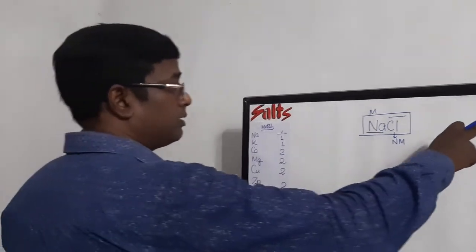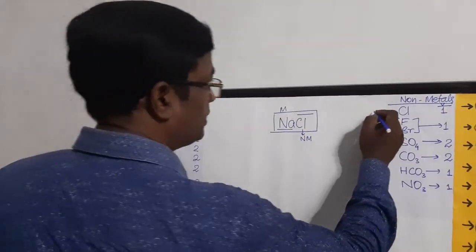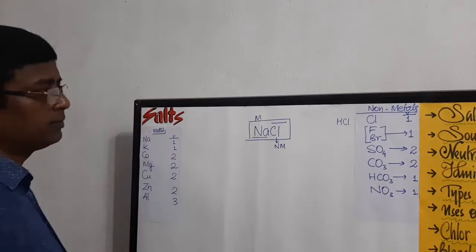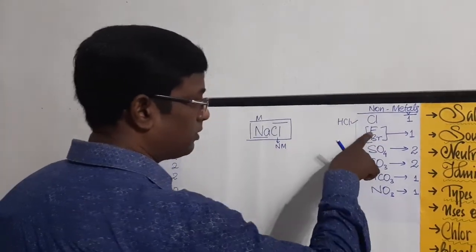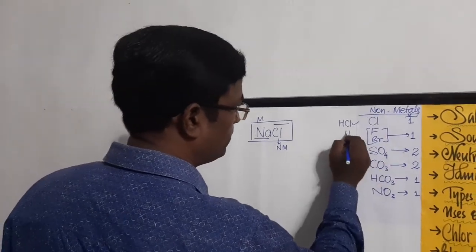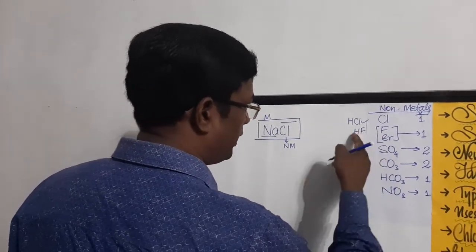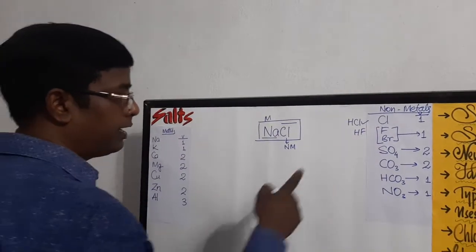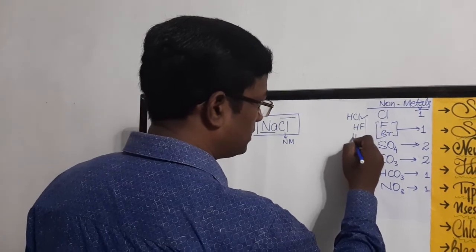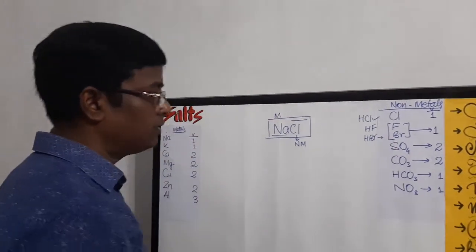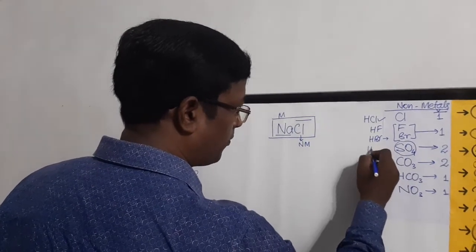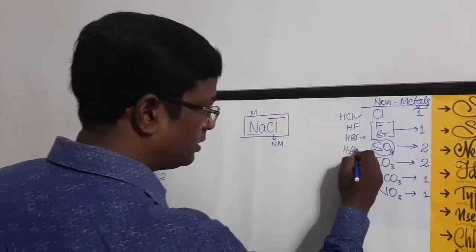Whenever I say chlorine, it should remind you of hydrochloric acid. Wherever you come across fluorine here as the anion part, you should remember that hydrogen fluoride is contributing the fluoride ion. Similarly, the bromide ion is contributed by HBr, hydrogen bromide. Similarly, sulfate ion actually belongs to sulfuric acid.